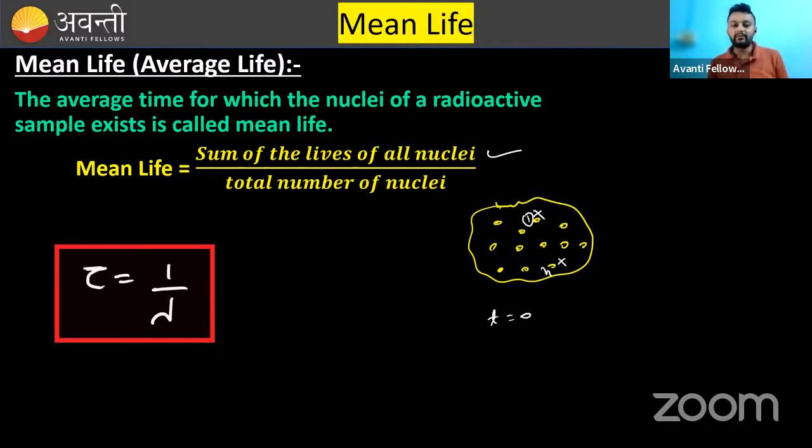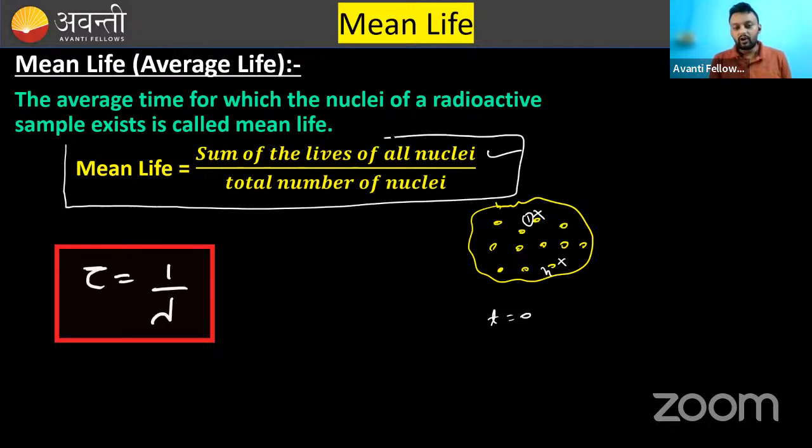So this is the same thing with the mean life of the sample. The mean life of the sample is the average life of all the nuclei. How do you calculate the average life? First of all, add the lives of all the nuclei and then divide it by the total number of nuclei. I think the statement is clear.